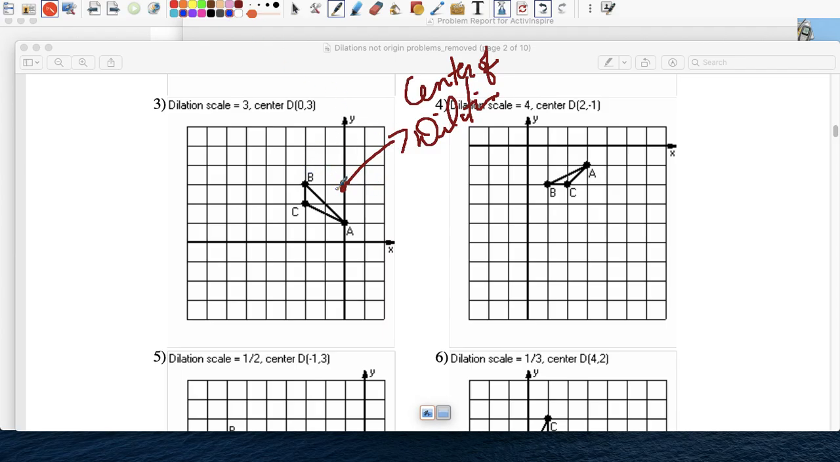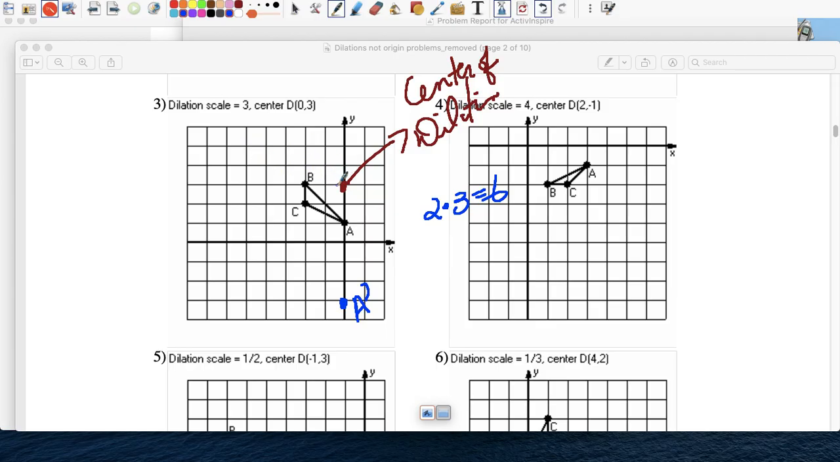So from the center of dilation to A is 1, 2. So if I multiply 2 by the scale factor, which is 3, the new distance is going to be 6. So A prime is going to be 1, 2, 3, 4, 5, 6. Here's A prime. We have the original distance multiplied by 3, so 6. Let's go to B. How do I get to B? I go 1, 2.